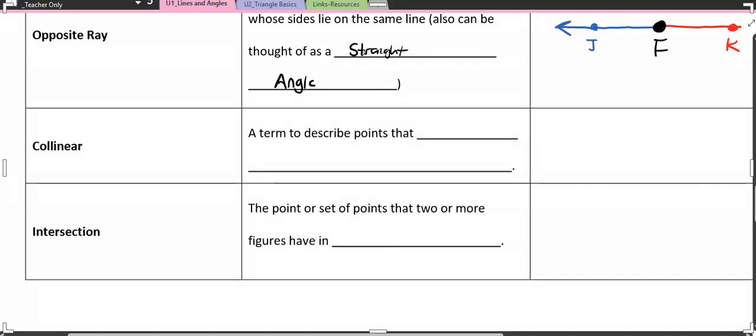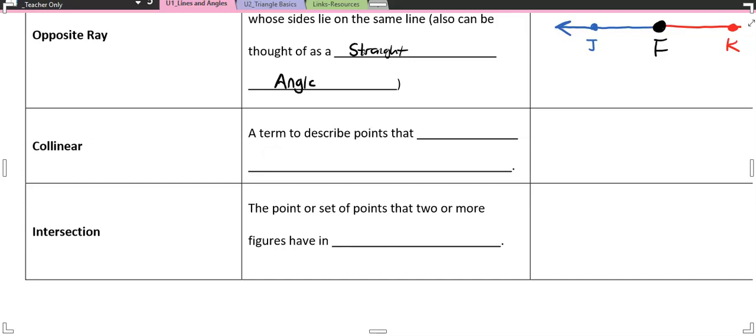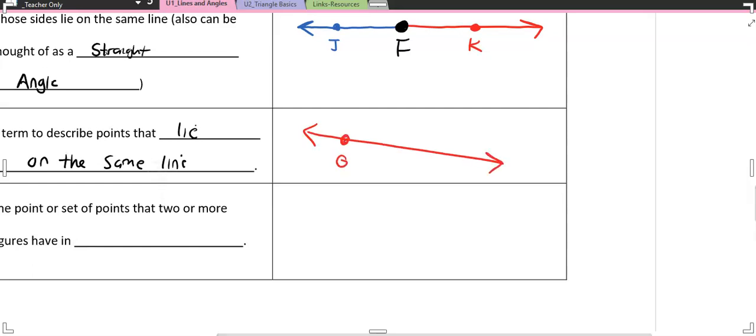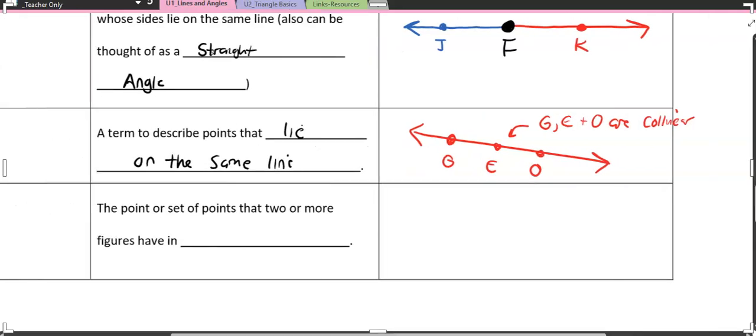Collinear, another definition here, is a term to describe points that lie on the same line. And so when we do that, for example, I'm going to draw myself a line here, and we'll put some points on here, G, E, O for geometry. All three of these points lie on the exact same line, so what we could say is that G, E, and O are collinear. So if you're asked to create collinear points, you're simply just going to create a line and plot those points all on that line.